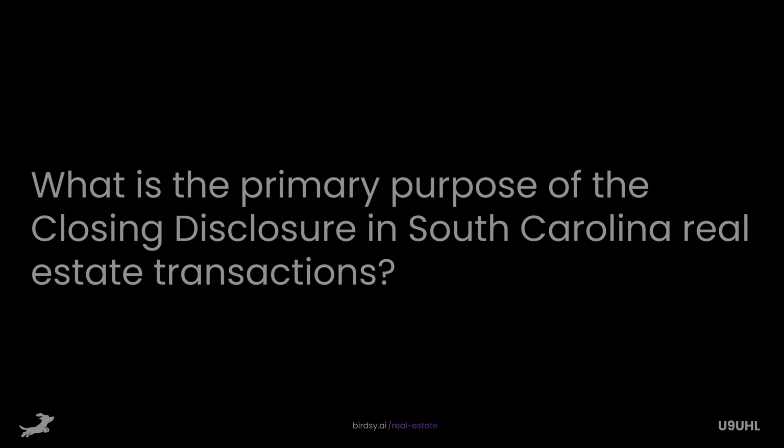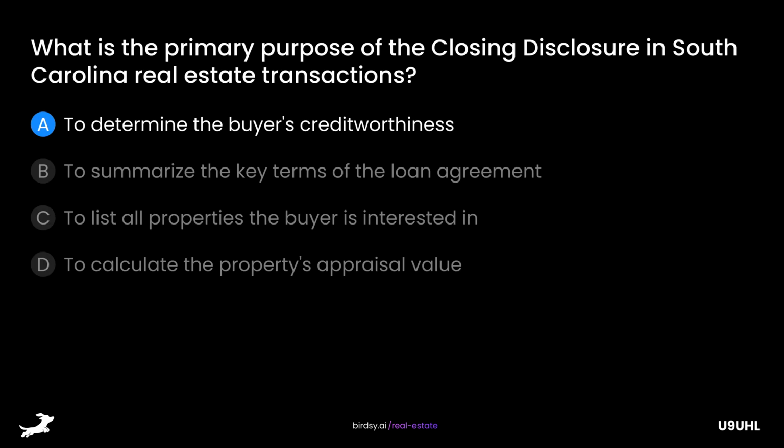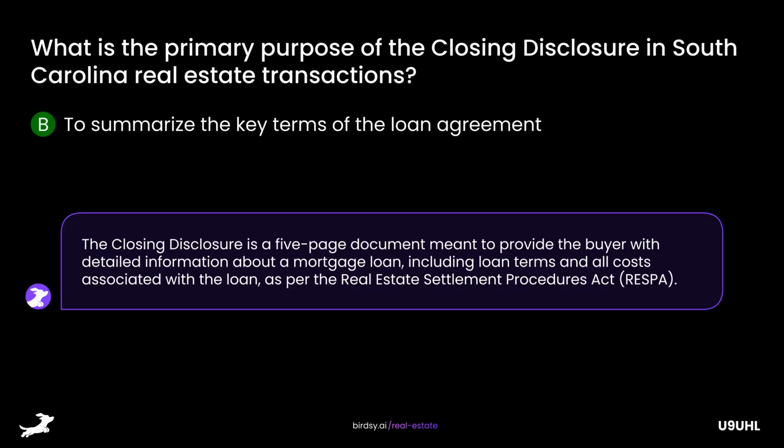Loan closing. What is the primary purpose of the closing disclosure in South Carolina real estate transactions? Is it A, to determine the buyer's creditworthiness? B, to summarize the key terms of the loan agreement? C, to list all properties the buyer is interested in? Or D, to calculate the property's appraisal value? The answer is B, to summarize the key terms of the loan agreement. The closing disclosure is a 5-page document meant to provide the buyer with detailed information about a mortgage loan, including loan terms and all costs associated with the loan, as per the Real Estate Settlement Procedures Act, RESPA.